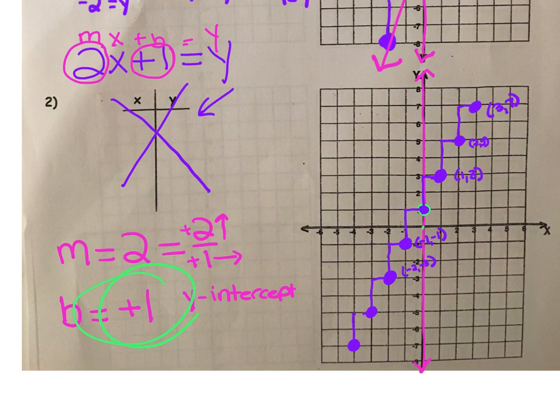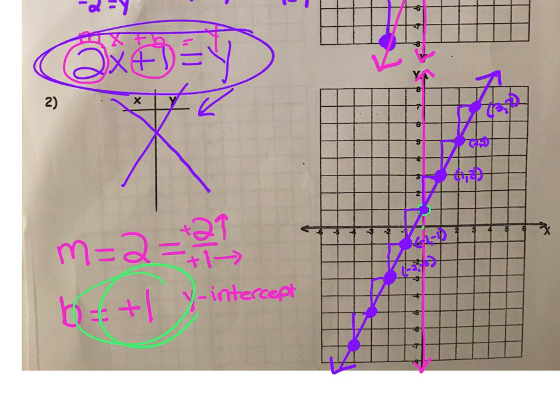Now, grab your ruler and connect the dots. With a nice straight line, you are representing the infinite number of solutions to this particular equation. With arrowheads on each end, you're indicating that these solutions go on forever and ever. And your final step is to label it with the equation: 2 times x plus 1 equals y.